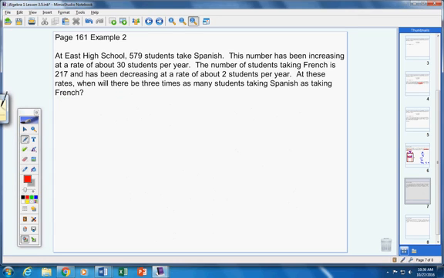Here we go. Right now there are 579 students in the Spanish class. It's increasing at 30 per year. So in 2 years, it'll be 30 and 30, 30 for the first year, 30 for the second year. And I get 639, okay? Now the French class has 217. It's losing 2 students per year. So minus 2, that's 213.